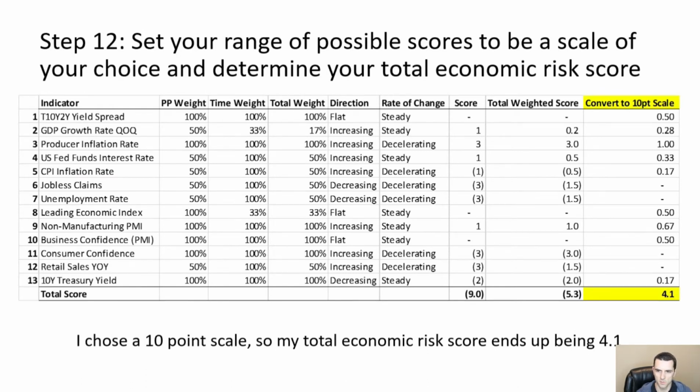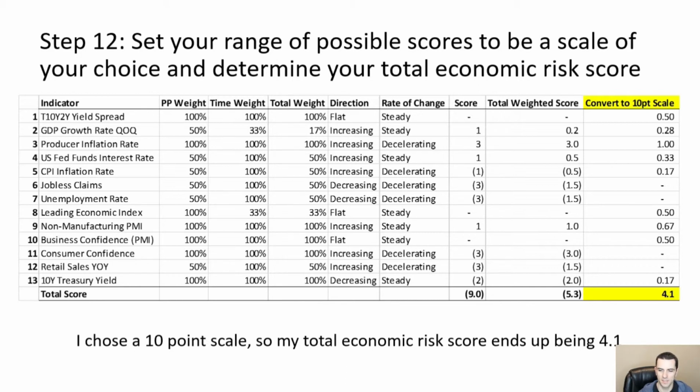Set your range of possible scores to be a scale of your choice and determine your total economic risk score. So for me, a simple way of thinking about it is just 0 to 10, a 10-point scale. Okay, so where are we? Are we at a 1, which would be really, really bad, or are we at a 9 plus, which would be really, really good, or where are we in between? So in my calculation, that negative 5.3 turns into a 4.1 on the 10-point scale.